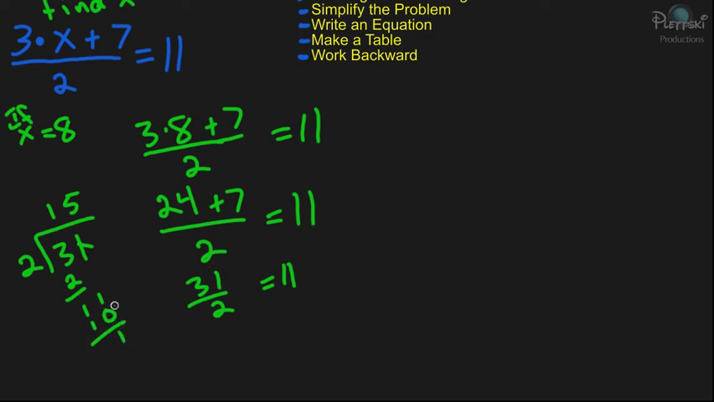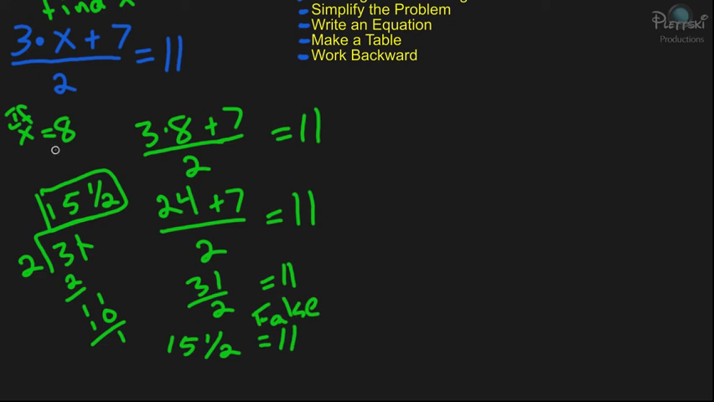And you're left with 1. So you're left with a remainder of 1/2. 15 and a half. So what this is saying is 15 and a half equals 11. Well, that's not a true statement. That's false.